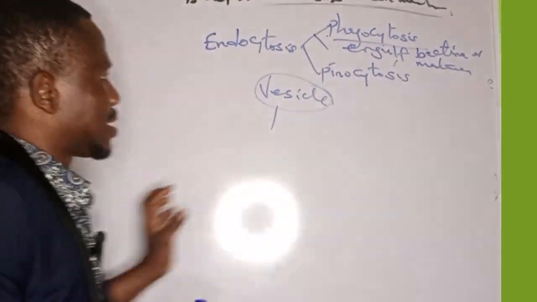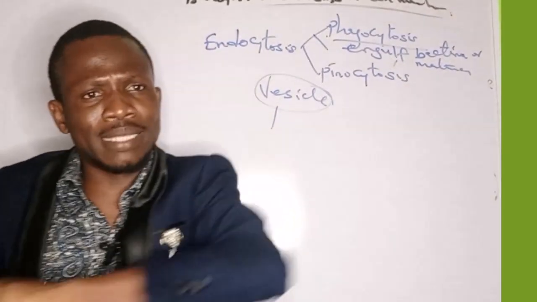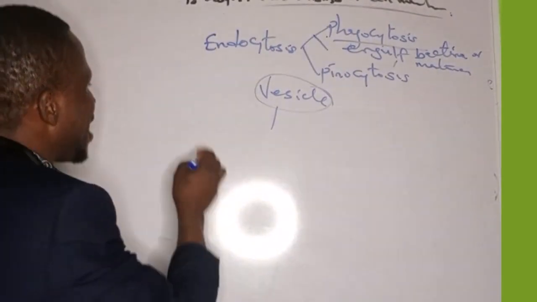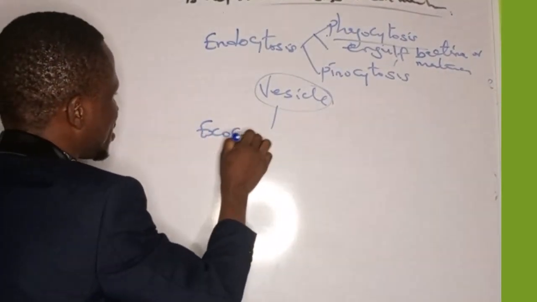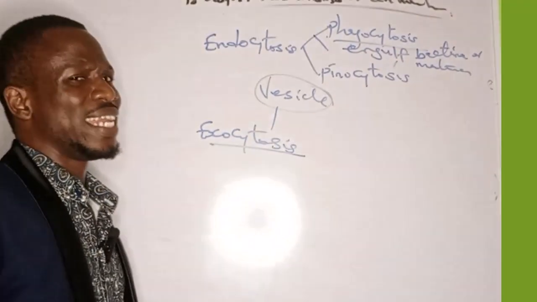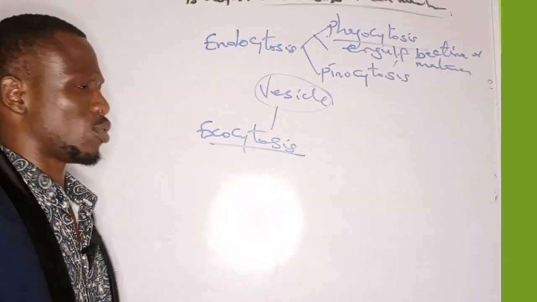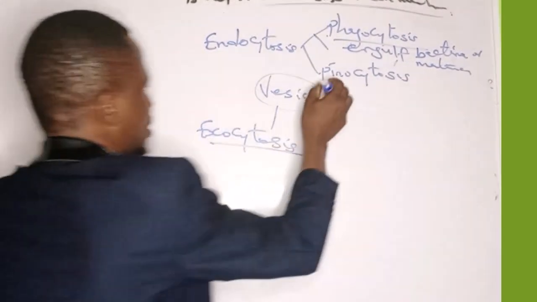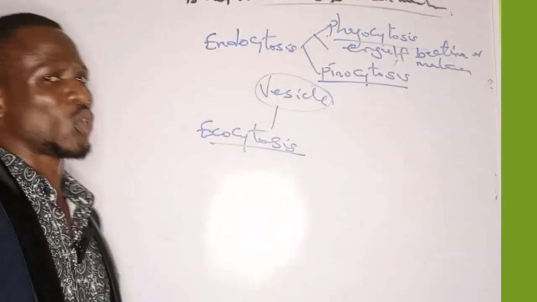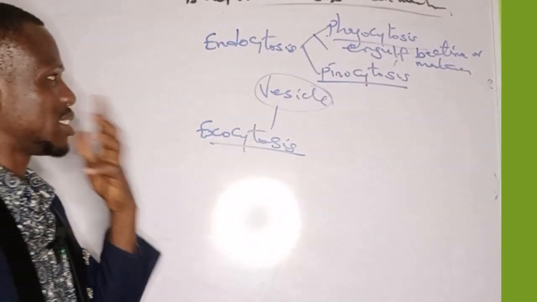If the vessels are developed inside the cells and engulf material out of the cells, we call it exocytosis. This process requires energy, so it is called active transport. Pinocytosis is when the materials are solid materials, we refer to them as pinocytosis.